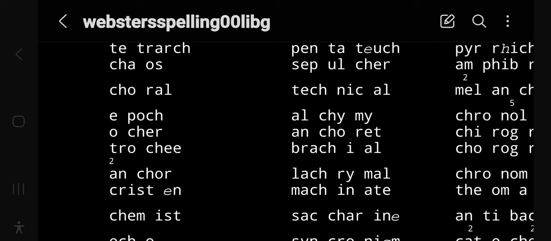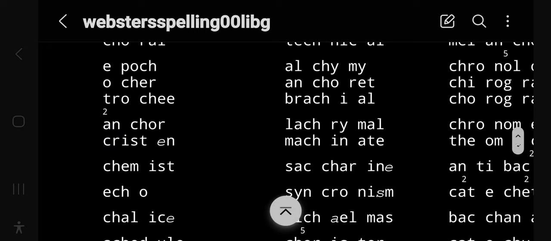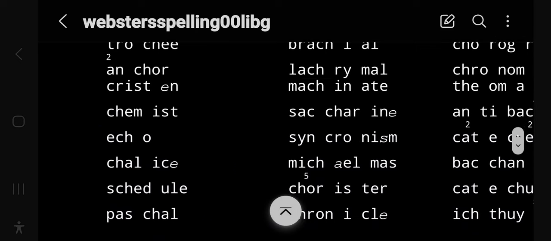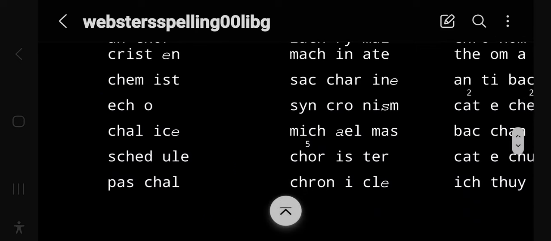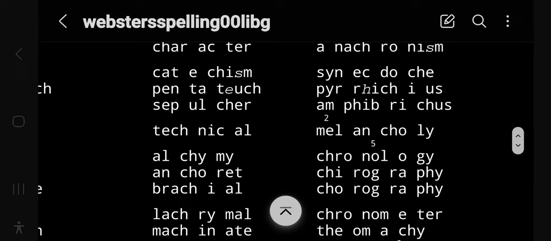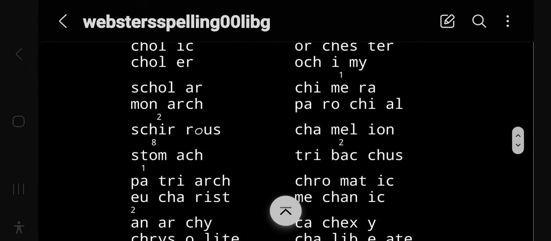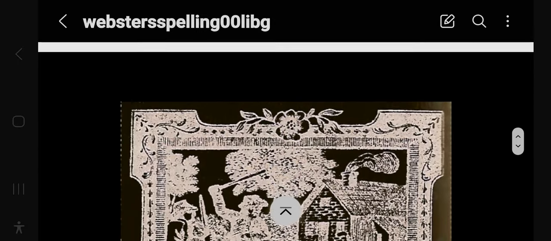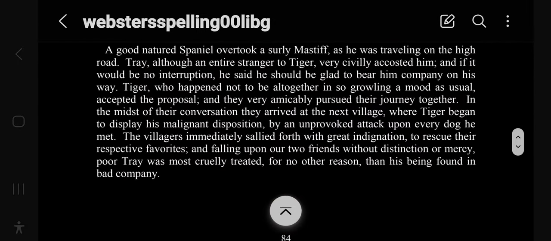Chemist, echo, colic, schedule, Pascal. And that's only one column. Oh my gosh. That's a lot of words.